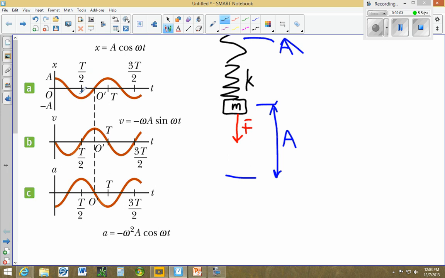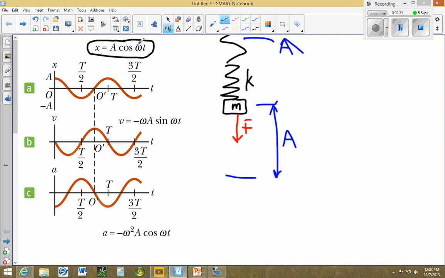So at this point, T over 2, it's got its maximum. That's when it's at negative A, and then positive A when it's at T, because we started at A, the largest distance, when it was at t equals 0. And it continues on. This is the equation right here. I don't think it's on your equation sheet, and you'll need to know it.